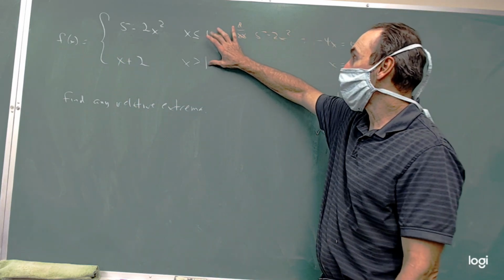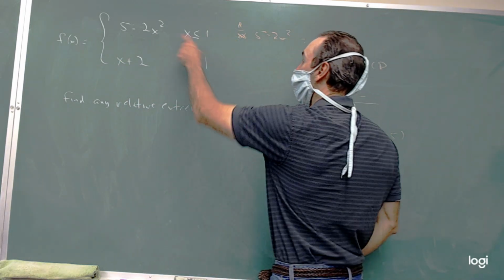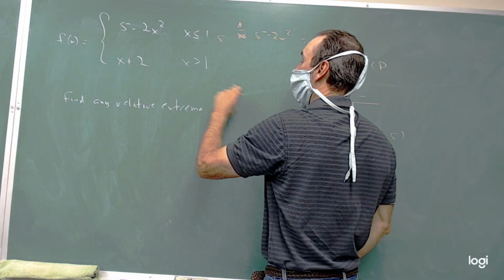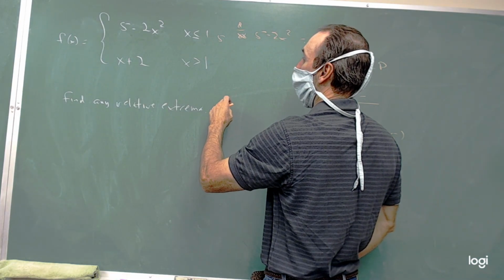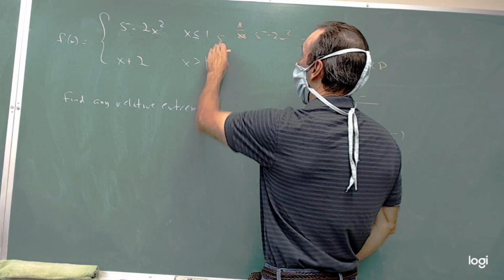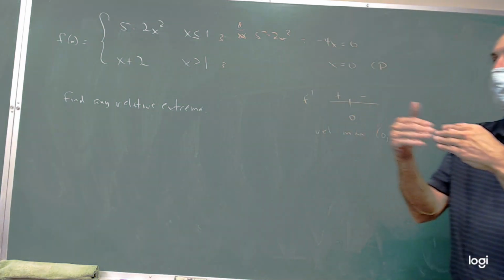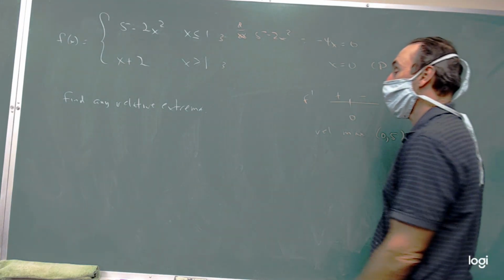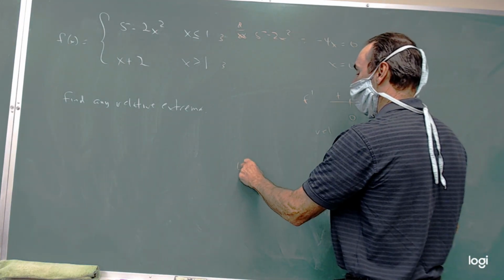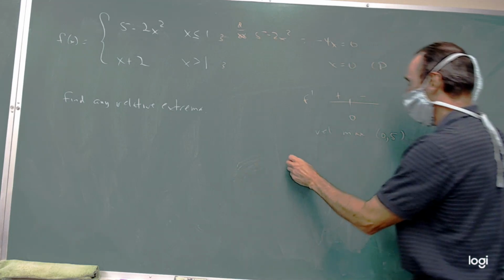Now, this function is continuous because when you plug in 1, you get 3 on the left, and when you plug in 1 on the right, you get 3. So they are going to connect.